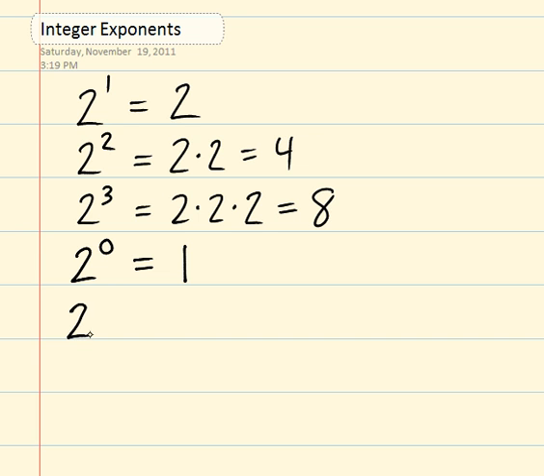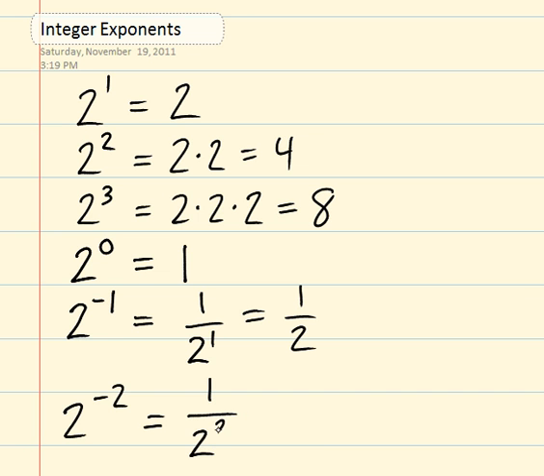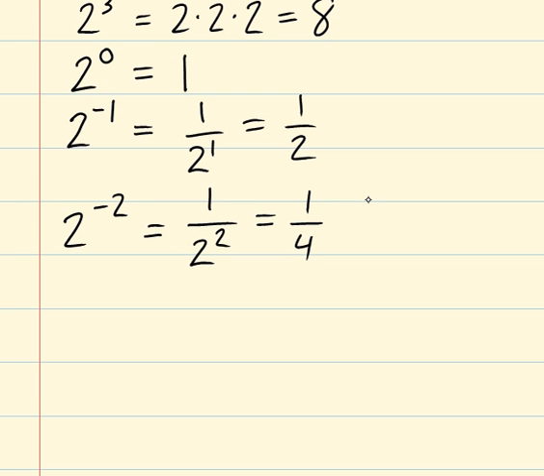Likewise, if you had a negative exponent, such as 2 to the negative first, that's defined to be 1 over 2 to the positive first, or 1/2. Another example with a negative exponent would be 2 to the negative 2. That's defined to be 1 over 2 to the positive 2, or 1/4. And one last example, 2 to the negative third power is defined to be 1 over 2 to the third power, or 1/8. Okay, but why?